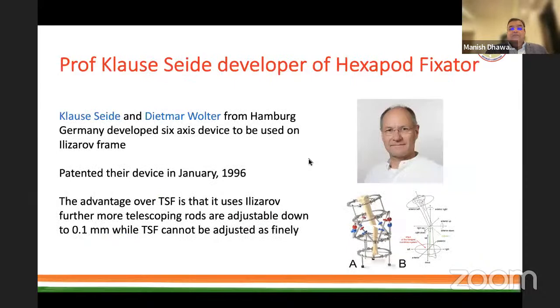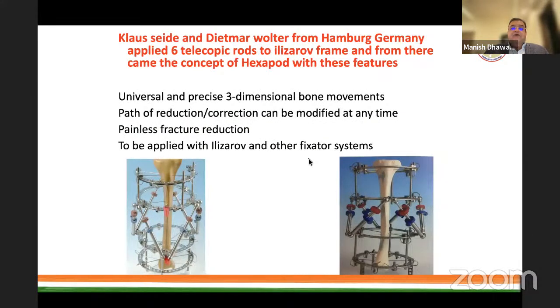The hexapod was invented by Professor Klaus Tate. Most of us got trained by him when the hexapod was in India. This is a German system, and it has the advantage over TSF that it uses Ilizarov rings, because TSF has its own ring. The telescoping rods can be adjusted down to 0.1 millimeter, so it gives a very fine correction.